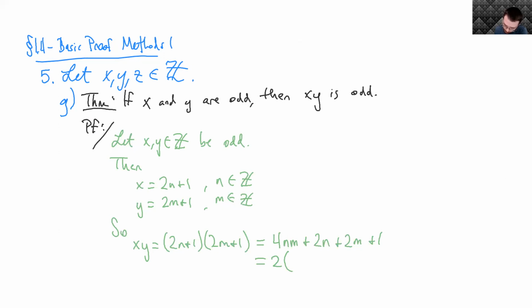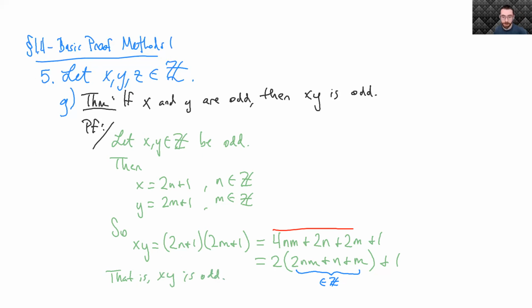Well, yeah, I can factor a 2 out of these first 3 terms. So pulling a 2 out of the first term gives me 2nm. Second term just gives me an n. The third term would just give me an m. Then I'll close my parentheses and tack that plus 1 on the end. So that's definitely an integer. So I'll just say that's in Z. And so XY is odd. QED, put a little box on the end, whatever you like to do.